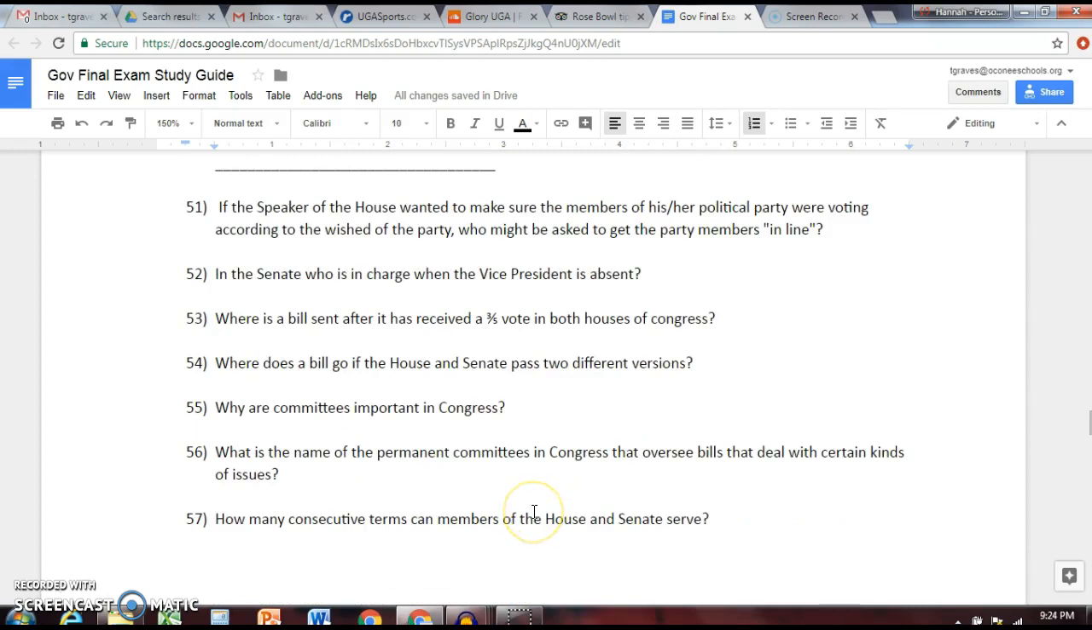Number 56, what is a permanent committee? It is what we call a standing committee. It's permanently standing there. It never goes anywhere. They have their permanent standing committees in the House and permanent standing committees in the Senate.